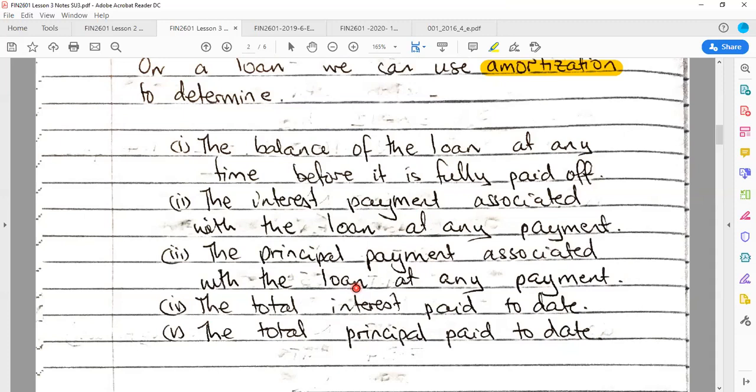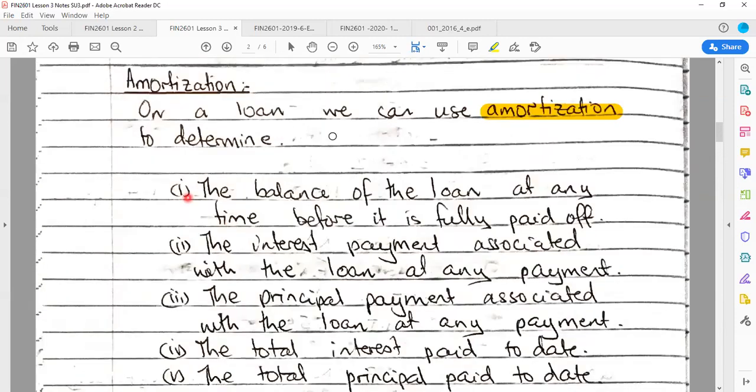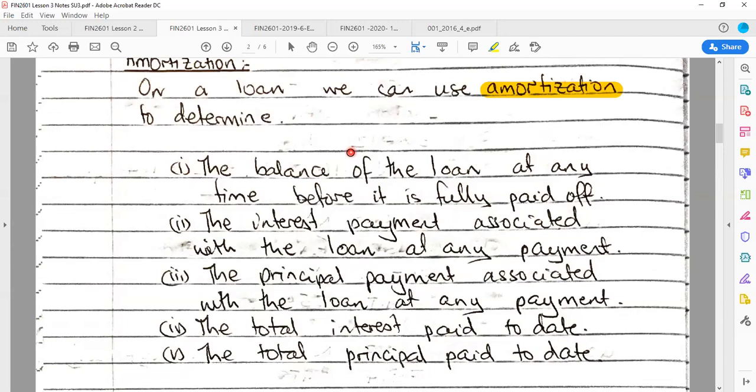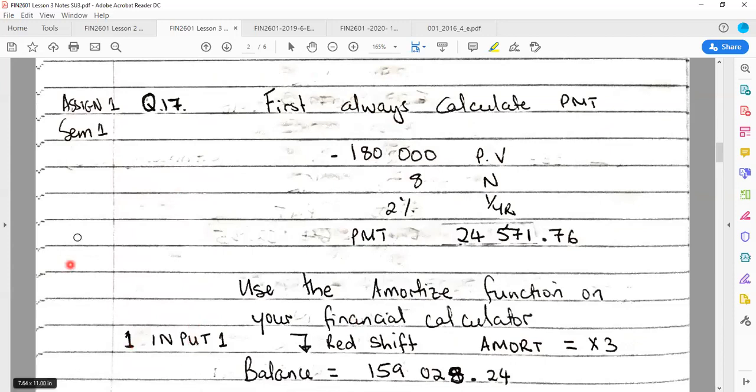When you get a loan and you're paying off a loan, part of it is paying the money you borrowed and part of it is interest. So amortization actually helps us to break down that PMT into the part associated with the principal and the part associated with the interest. And please note, whenever you're dealing with a question with amortization, you always have to first calculate your PMT, before you can get any of these things I've been talking about. So I'm going to take you through some examples as to how you can do amortization.